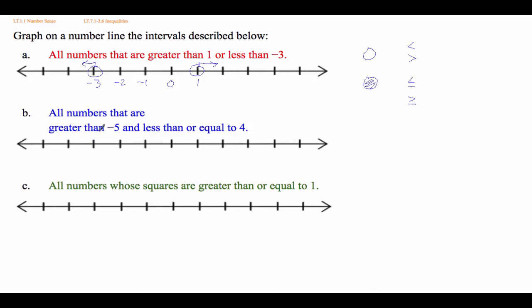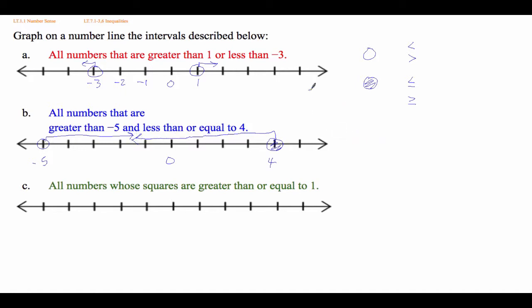So the next one, all numbers that are greater than -5 and less than or equal to 4. Notice it says or, but this is not an or situation. This is an and situation. It says greater than -5 and less than or equal to 4. The less than or equal to goes together. So greater than -5 means you leave an open circle. Less than or equal to means you leave it a closed circle. And both conditions have to be met because this is an and conditional.